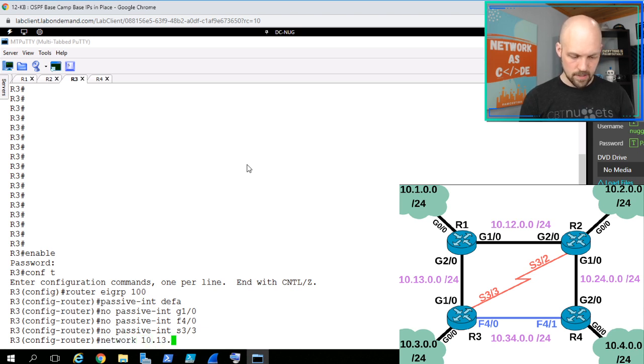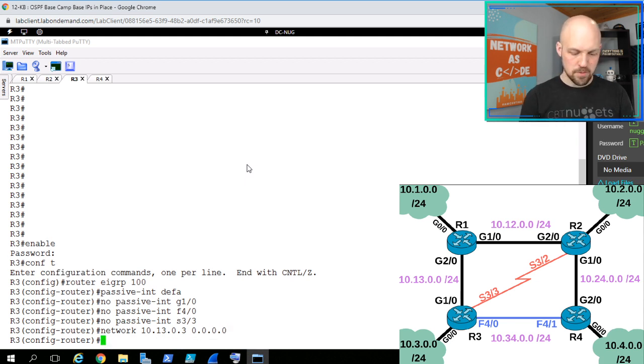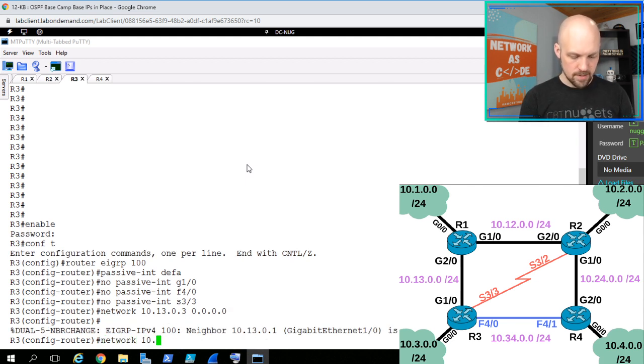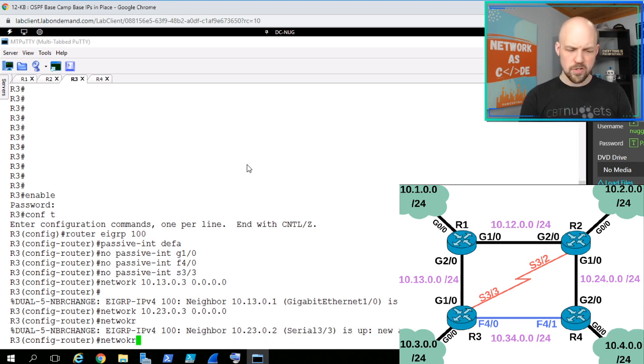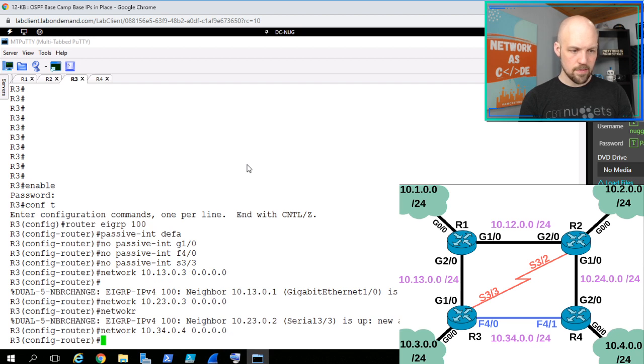So network 10.13.0.3. We should see all of these neighborships come up as we type these in. 23.3. All zeros. Is everybody clear on why we're doing all zeros? If you're not clear, then please raise your hand in some form in the chat. I want to make sure that we're all good with that. The wildcard mask is targeting a specific IP address. And then we're going to enable that backend network.